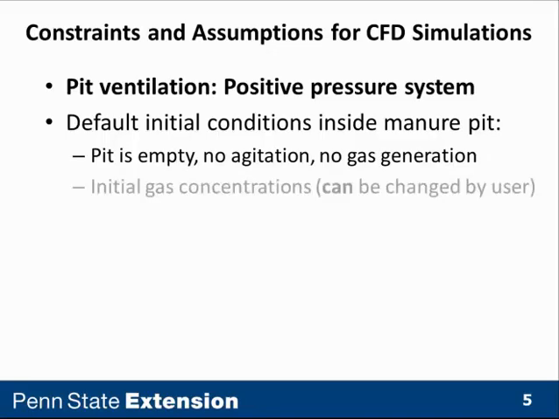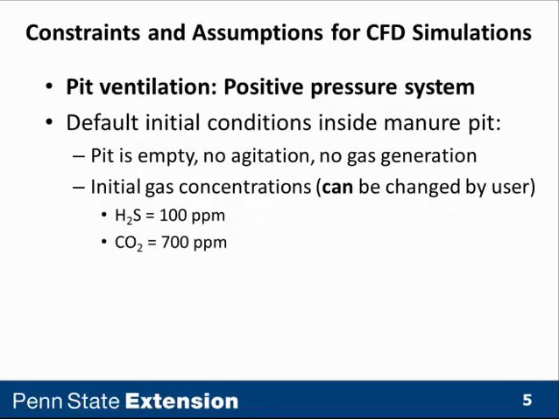The initial gas concentrations, the default conditions, are 100 parts per million of hydrogen sulfide, 700 parts per million of carbon dioxide, 15,000 of methane, and 240 of ammonia. And any one of these four can be changed by the user. So if you go in with a monitor or with a gas detection device, and you find that your hydrogen sulfide concentration is only 50 parts per million, well, fine, you can override the 100 and put in 50. And the same for the other gases.